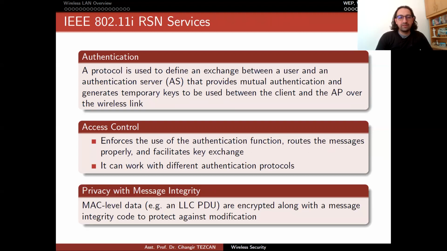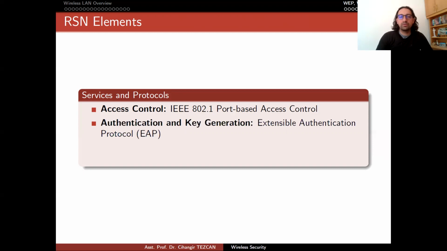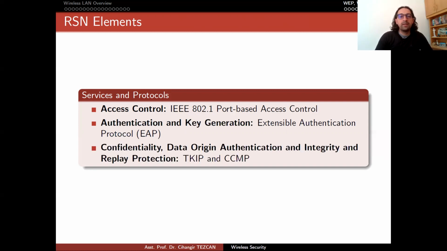And privacy with message integrity is as follows. MAC level data, for example, an LLC PDU, are encrypted along with the message integrity code to protect against modification. And RSN has the following elements. The services and protocols are defined like this. For access control, you have to go to the standard 802.1x with port-based access control. Authentication and key generation is provided by the protocol Extensible Authentication Protocol, EAP. And for confidentiality, data origin authentication, and integrity and replay protection, we have TKIP and CCMP protocols.